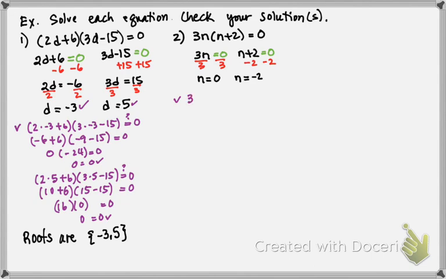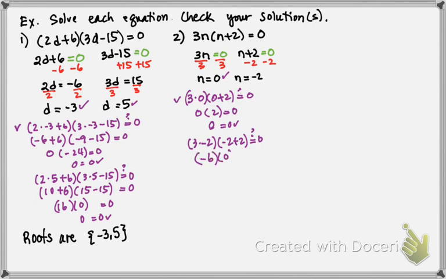And we get 3 times 0 times the quantity 0 plus 2, and would that equal 0? So I get 0 times 2 equals 0, so 0 times 2 is 0, and I get 0 equals 0. So what that says is, yep, n could equal 0. And then the second one, we would have 3 times negative 2 times the quantity negative 2 plus 2, and does that equal 0? So that would give me negative 6 times 0, and I get 0 equals 0. So that verifies that negative 2 is.